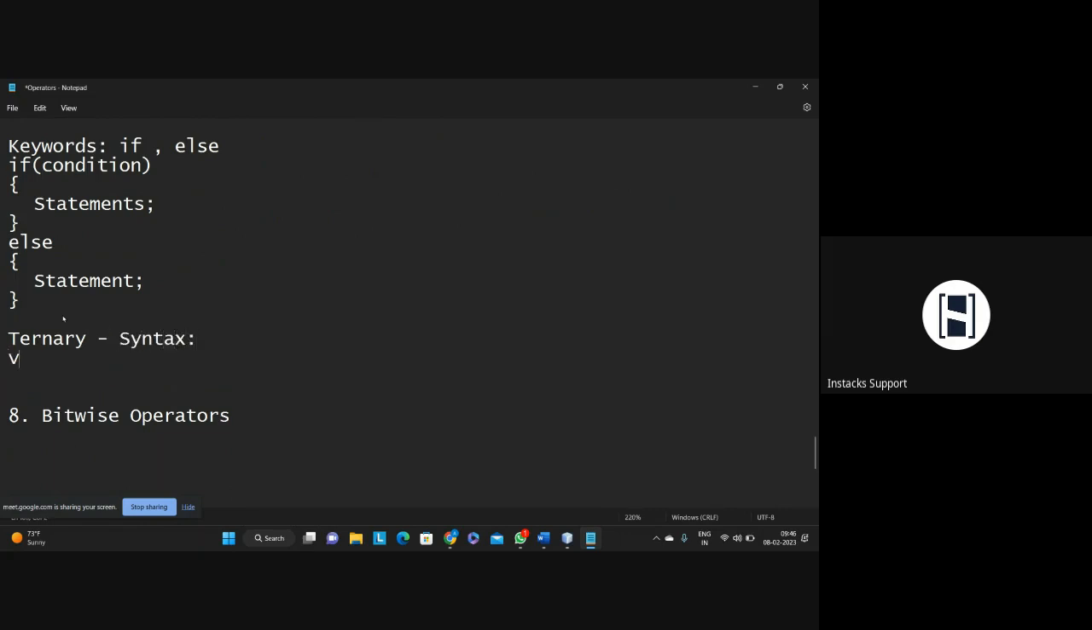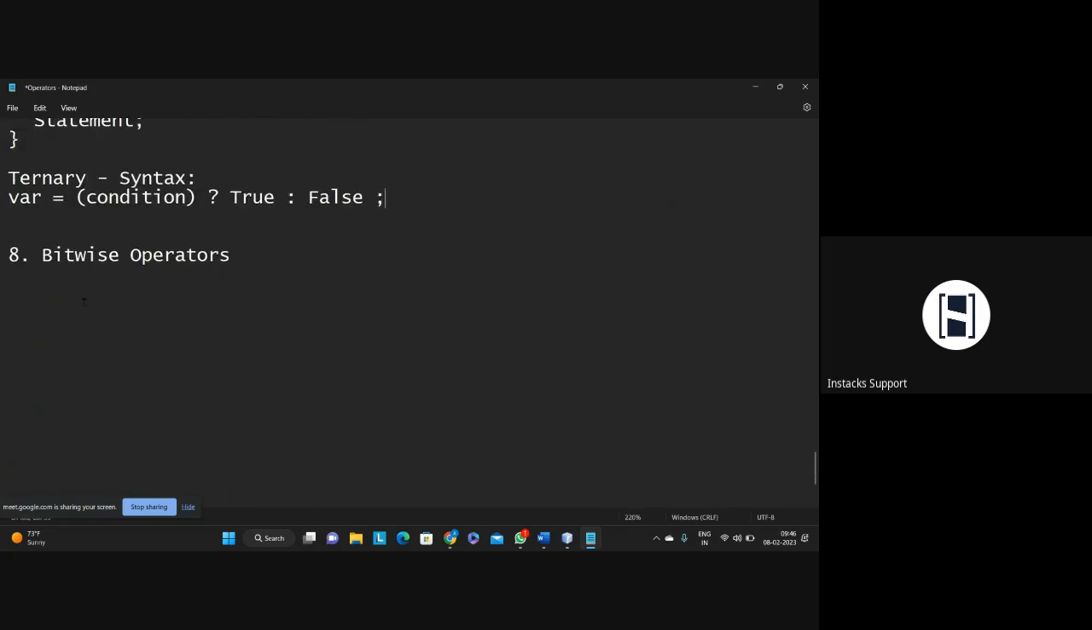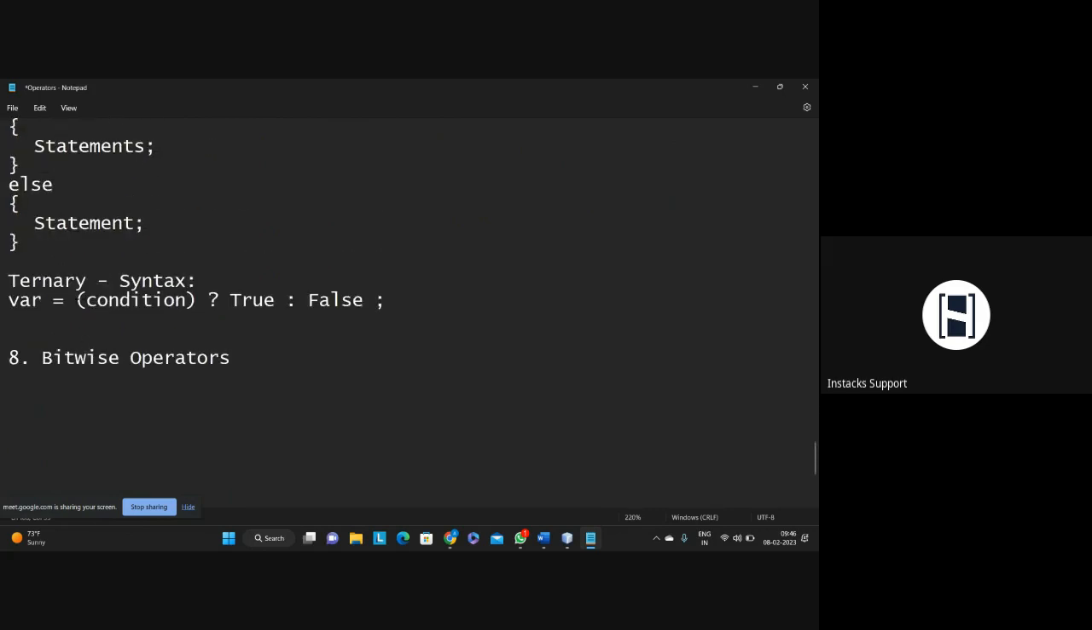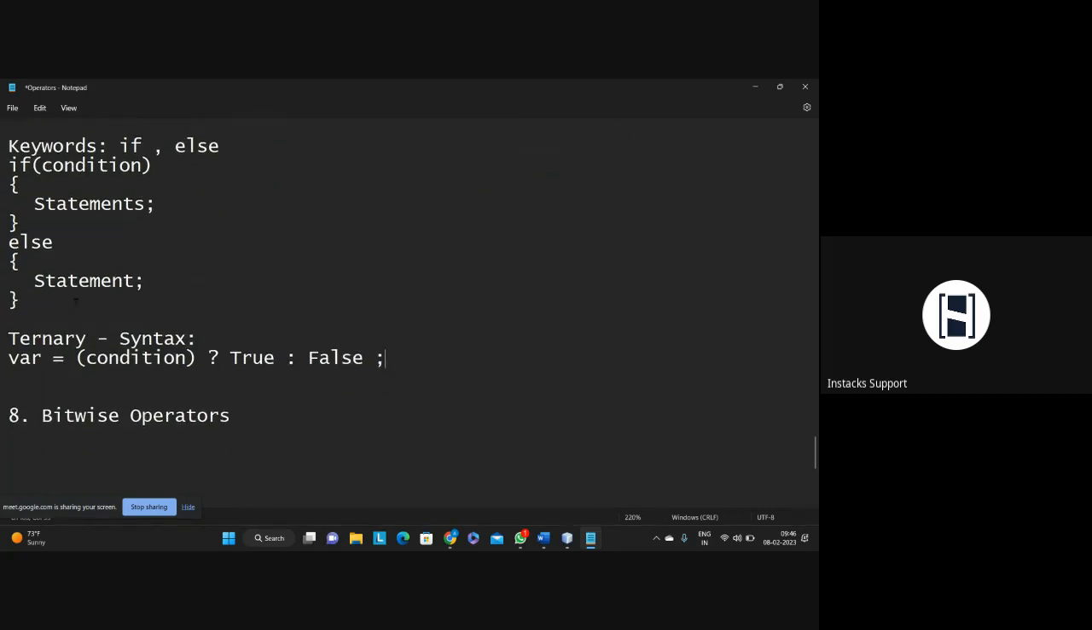Here, you will specify some variable equals to, within parenthesis, of course, the condition, then followed by the question mark. Then, if the condition is true, what needs to be done? Colon. If the condition is false, what needs to be done? Semicolon. So this is the syntax of how I am going to be making use of my conditional operator.